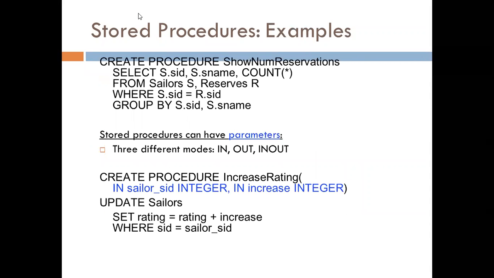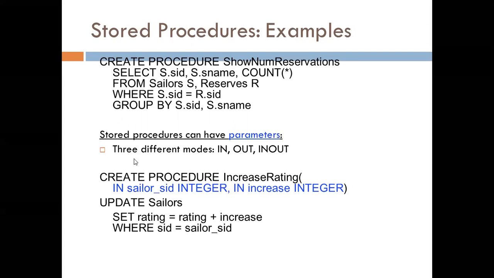This is an example to create a simple stored procedure. Create procedure, followed by the name of the procedure, then followed by a simple query, that is select SID, name, count of star. Whatever query we want can be written, and then this procedure can be directly called. This is a simple query; we can write any computation over here, where we can compute the CGPA of a student itself.